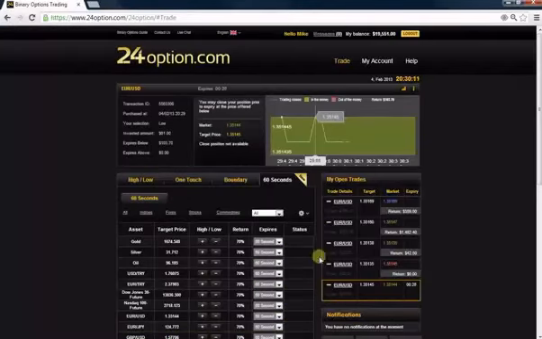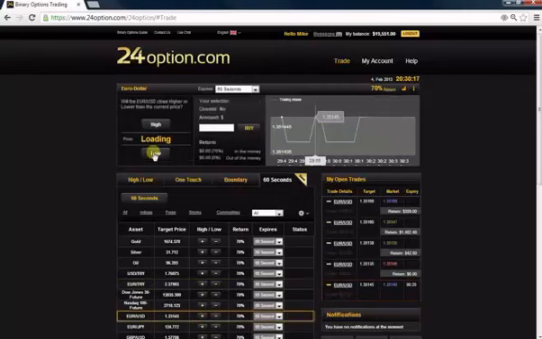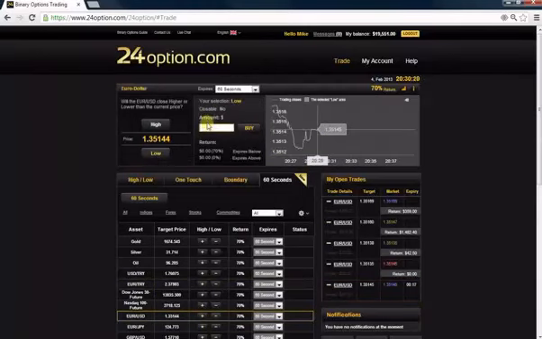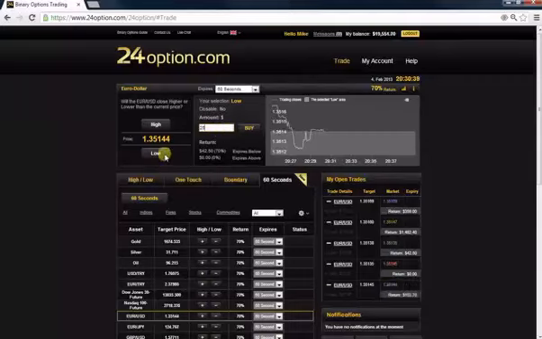So looks like this one's kind of hovering around. We're going to want to go to the Euro-US dollar again, hit low. Go with $25 again. Now it may tie. Regardless, it looks like we're going to win this one. We're going to continue with $25.